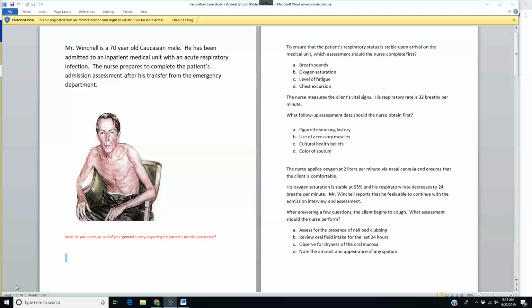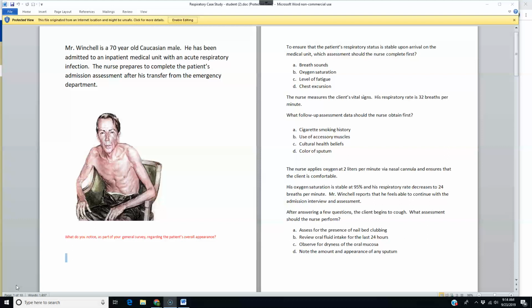And my first question to you is, what do you notice as part of your general survey regarding the patient's overall appearance? I mean, what kind of initial visual assessment would you make on this patient as you walk into his room and see him sitting in a chair? Obviously, he's a male, and you can tell that he's very, very thin, somewhat emaciated. You can see all his definite features with his bone, his rib cage. Arms are very thin, frail.